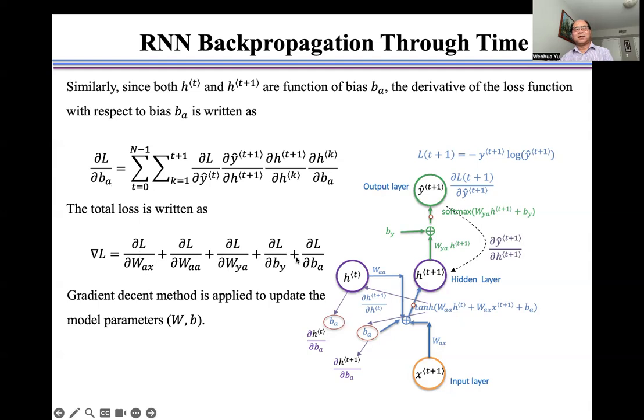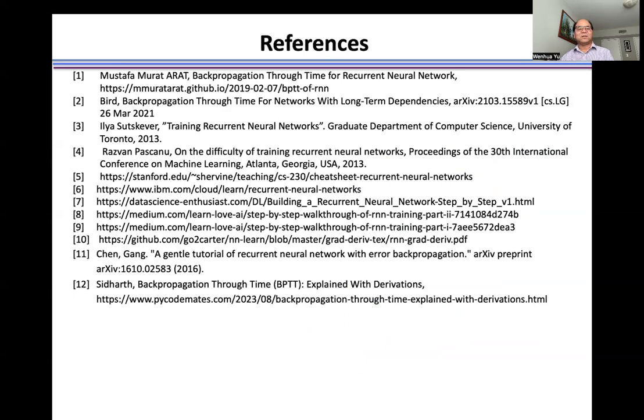So once we get each of them, we can put them together to get the total gradient. Then we can use the gradient descent method to update the model parameters. For more details, please check this reference.